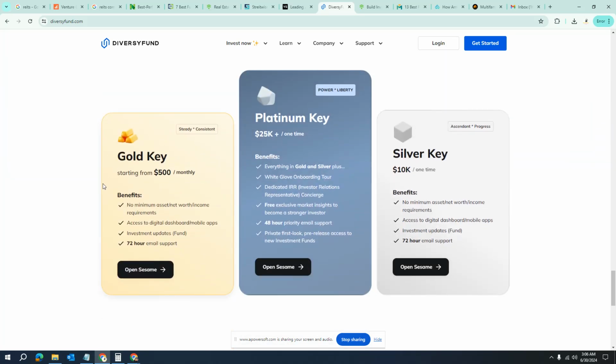They also have different kinds of plans here. If you have $500 monthly, then you get all of that. You have $25 or $10K.